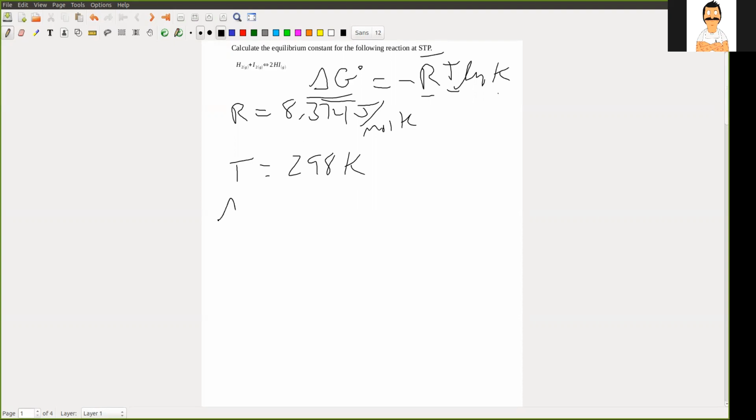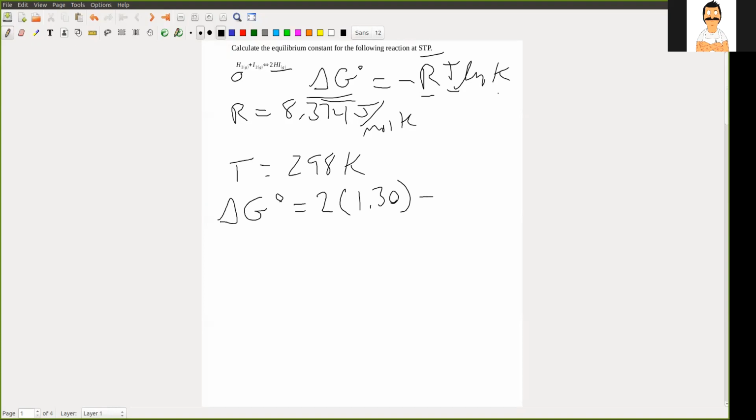So delta G, from our previous videos, we know that our delta G is going to equal the sum of the delta G of the products times their coefficients minus the sum of the delta G of the reactants times their coefficients. So it's going to be 2 times the delta G of HI, hydrogen iodide, which is 1.30 kilojoules per mole, minus the delta G of H2, which is just a 0 because it's a standard state.